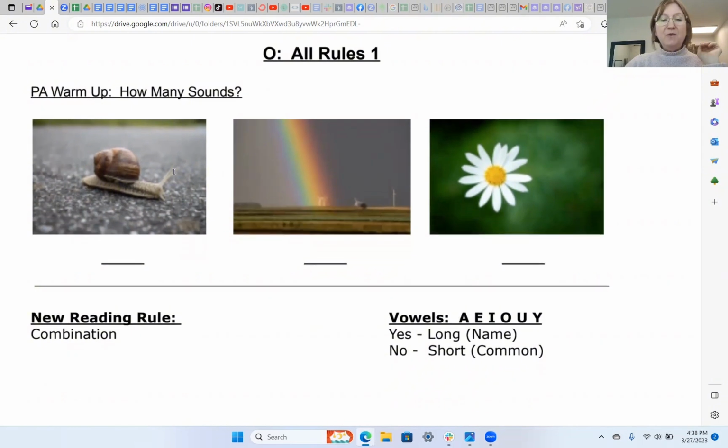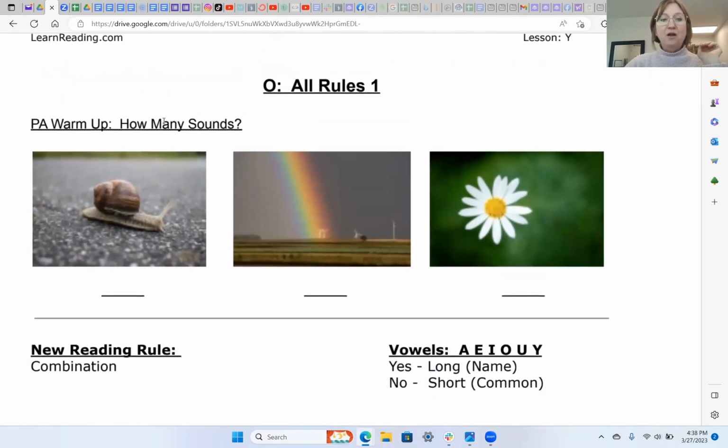So phonemic awareness warm up for today. How many sounds in snail? Don't think about the letters, only the sounds. Snail. Count them and put it in the chat.